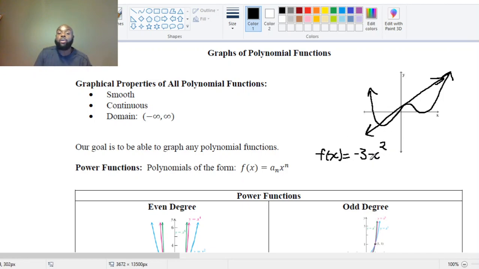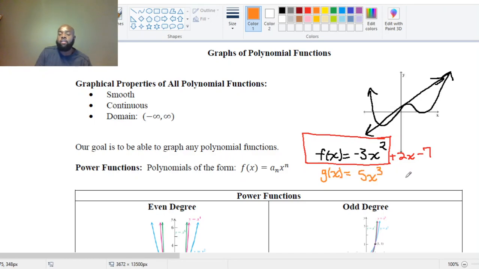Now, regular polynomial functions may have some extra pieces. So that's not considered a power function, but this leading term itself would be considered a power function. Another example of a power function that is a polynomial is something like 5x cubed. That's another power function.